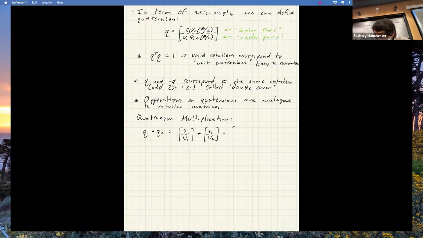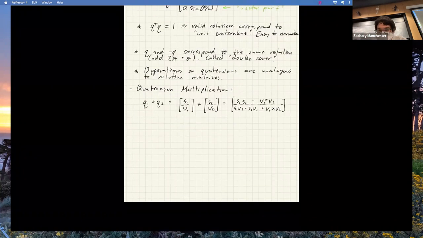I can write this out in terms of the scalar and vector parts as S1 S2 minus V1 transpose V2 is the new scalar part, and the new vector part is S1 V2 plus S2 V1 plus V1 cross V2, where that cross is the standard R3 vector cross product. As you can see, the quaternion product combines into one thing the classic vector dot and cross products. In fact, this was invented first, by Hamilton, and then a few years later, Gibbs invented the standard R3 vector dot and cross product stuff as a supposed simplification of quaternion algebra, because people were freaked out by four-dimensional vectors in the 1800s, apparently.